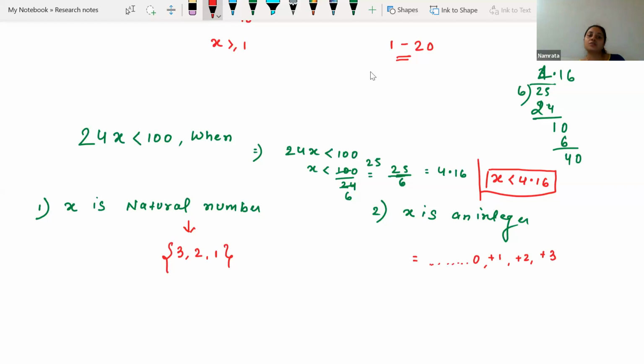I thought these are the options. No, these are just the conditions, because when is written over there, 24x is less than 100 when x is a natural number, and when x is an integer, then what will be the values? Similarly, here we are having a few more questions where we need to first find the range. If you are getting a fraction, it is better to convert it into a mixed fraction or a decimal number. That will give you a clear idea which value you can pick and which value you have to leave.